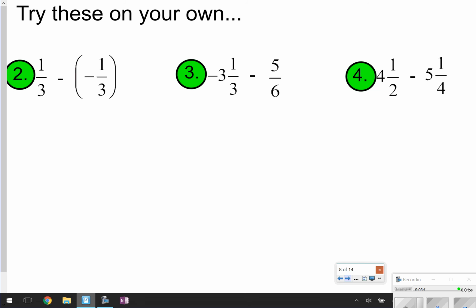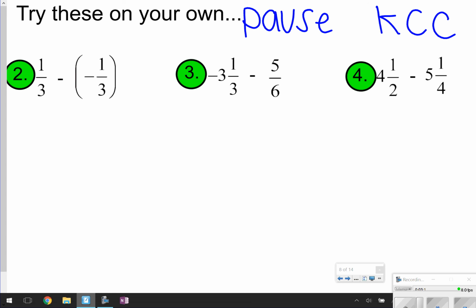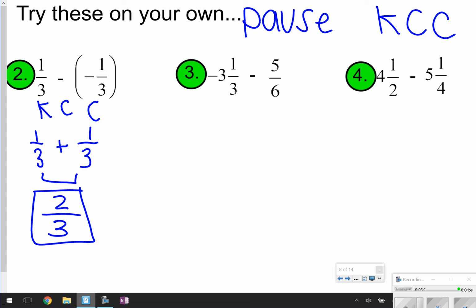These next few you're going to try on your own, so you're going to pause the video here and try. Remember to KCC because we're doing some subtraction problems. Go ahead and click play when you're ready to check. Alright, so for number 2, we're going to go ahead and show KCC. I have 1/3 plus a positive 1/3. This one's super easy. I should get 2/3 as my answer for number 2.